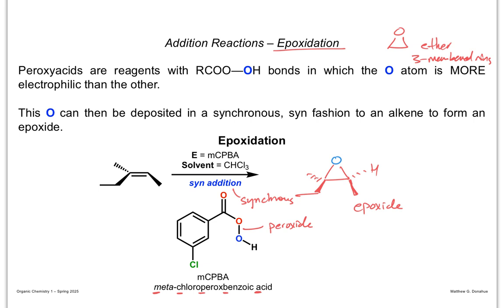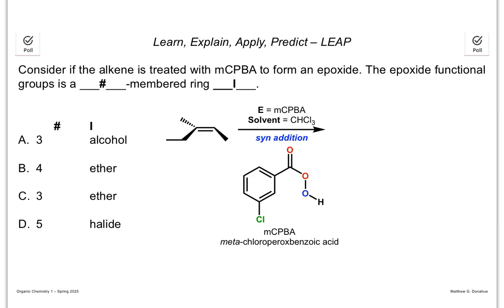We'll walk through the mechanism, but really the way to process this, when you're diagnosing things, you have to recognize what's the reactivity of MCPBA. It's going to take an alkene to an epoxide. That's pretty much what you have to know. So the epoxide functional group is a 3-membered ring that eliminates B and D. And we end up with an ether. So that eliminates A, so C is our correct response.